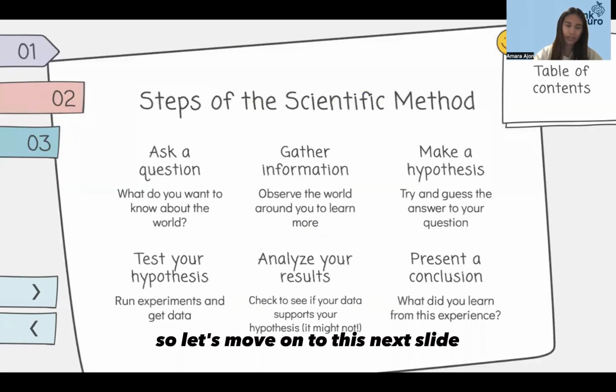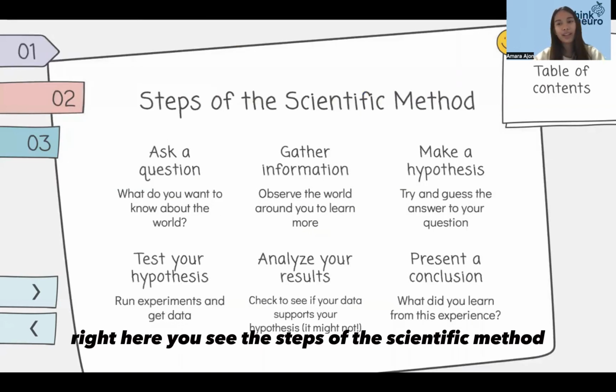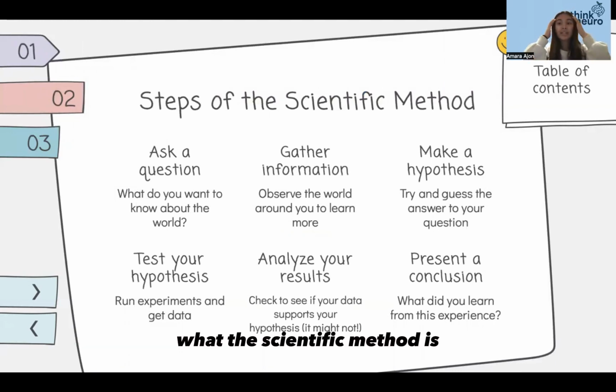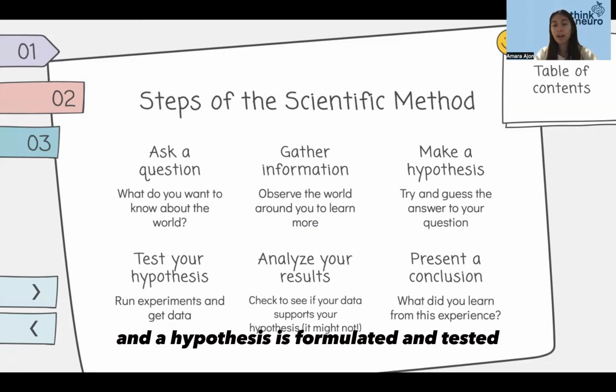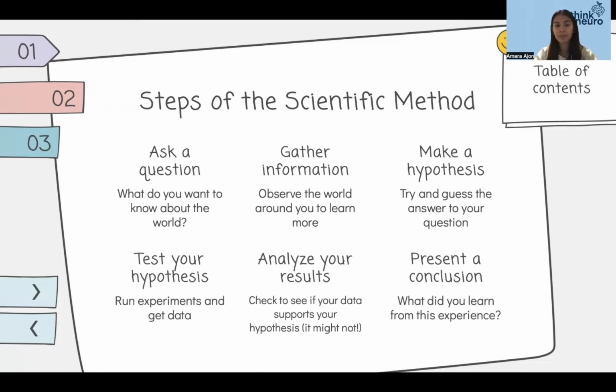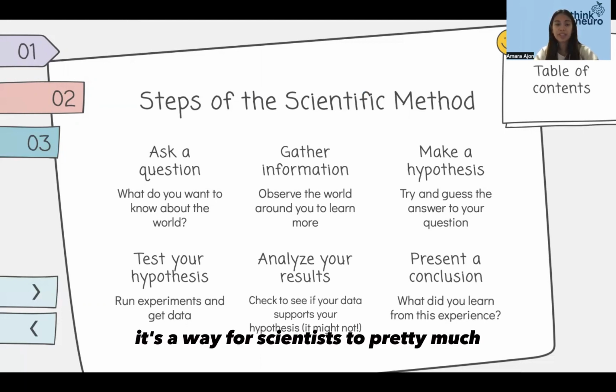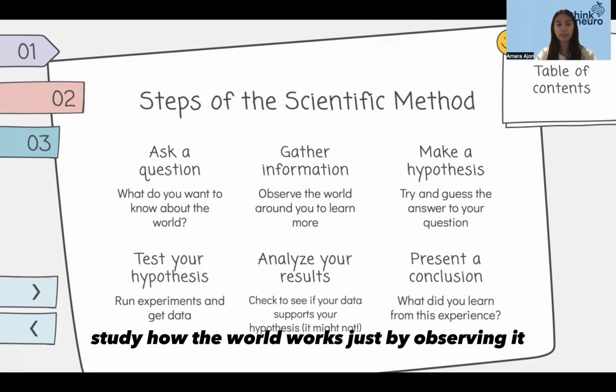So let's move on to this next slide. Right here you see the steps of the scientific method. What the scientific method is, it is just a method of research where a problem is identified, data is gathered, and a hypothesis is formulated and tested. It's a way for scientists to pretty much study how the world works just by observing it.